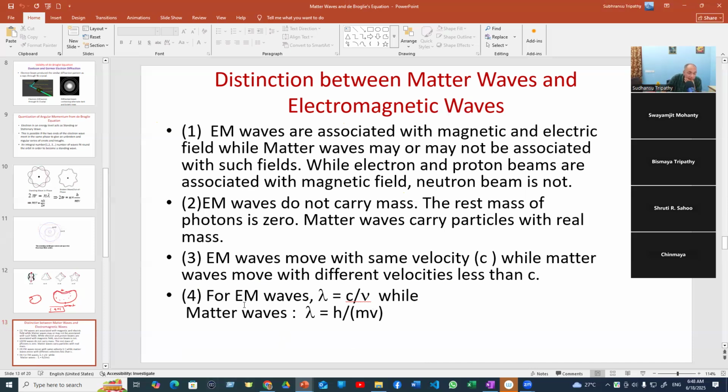For electromagnetic waves, lambda is equal to c by nu, constant. Lambda and nu, they are inversely related, and the constant of proportionality is c. But here lambda is h by mv. The de Broglie equation is used.